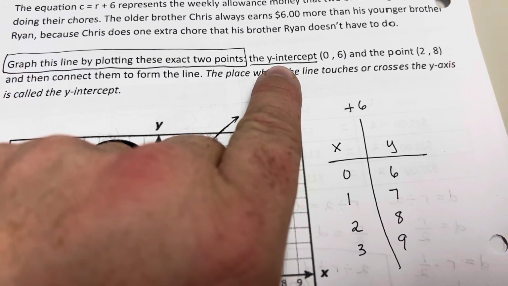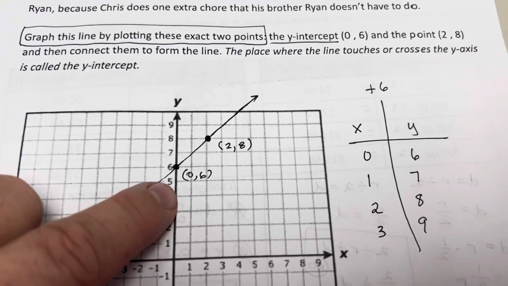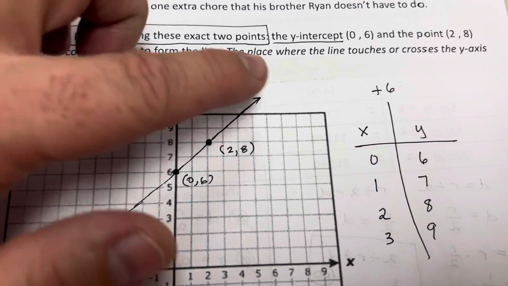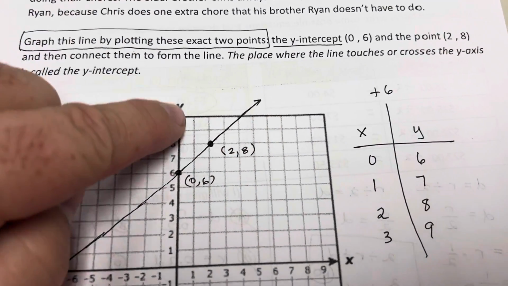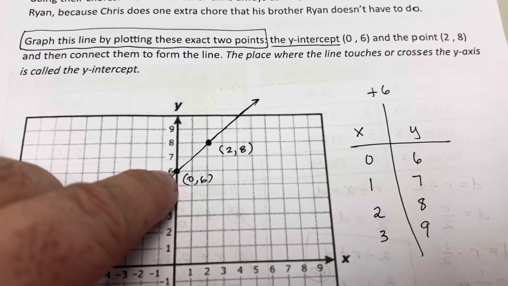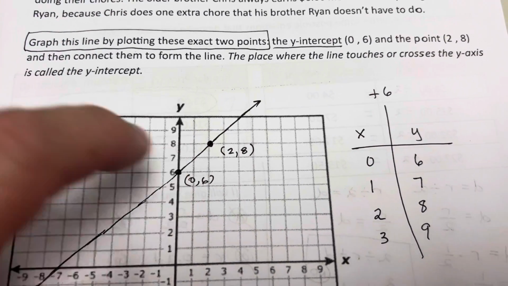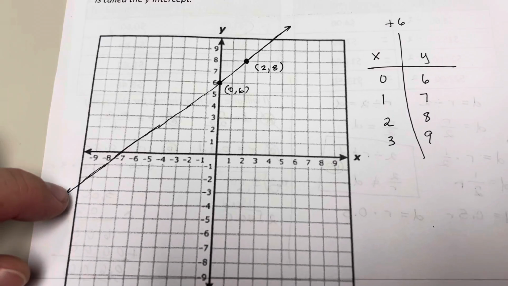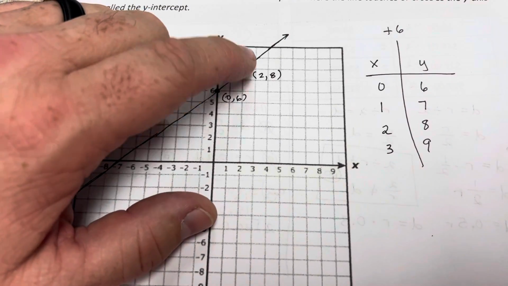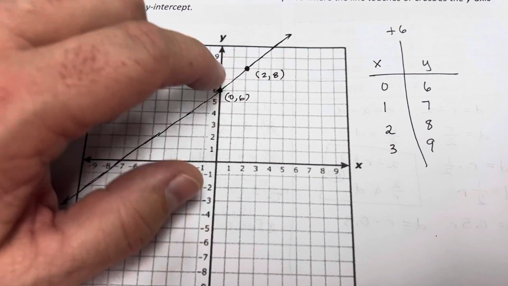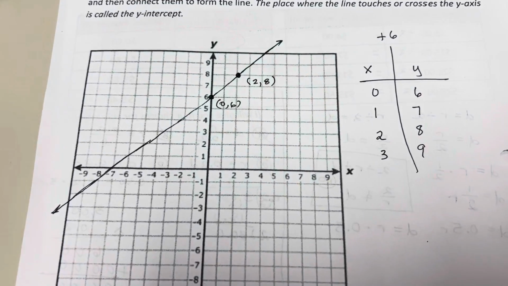Now, we have a new vocabulary word here, the y-intercept. 0, 6 is the y-intercept. That just means where this line will cross the y-axis. That's where it intercepts, right there. So we graph those 2 points, and on the computer, if you graph these 2 points correctly on the day of the test, it should draw that line for you automatically, I believe.